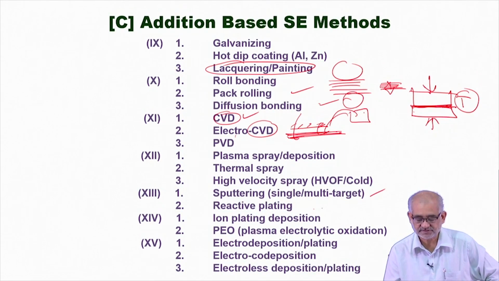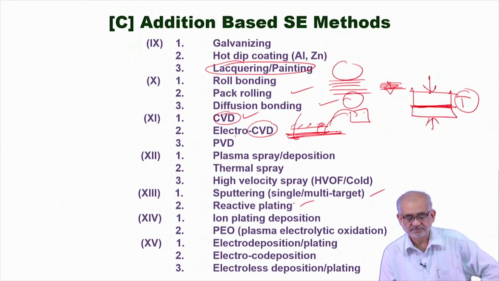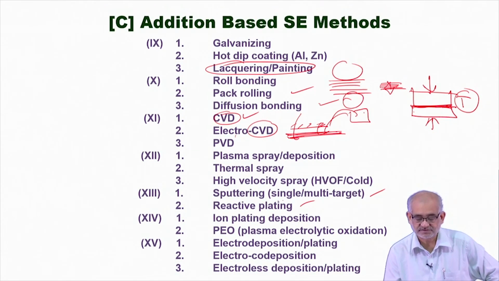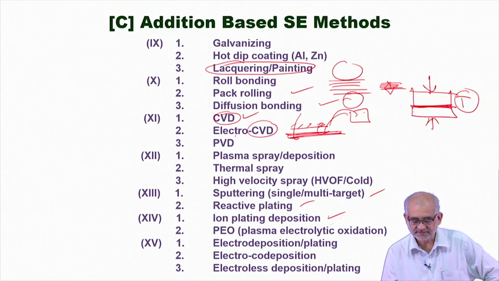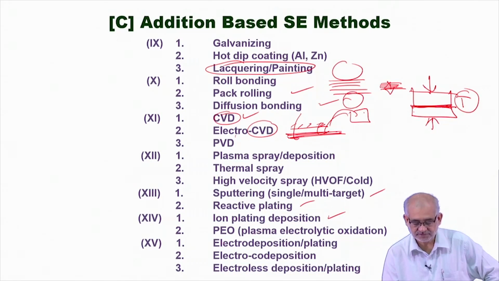So, that's the process. You can also have multiple targets and make them react in the vapor state and deposit, somewhat similar to CVD, but the difference is that what you deposit is because of surface reaction happening on the surface. We can have ion plating depositions, ion assisted deposition. You can have plasma electrolytic oxidation.